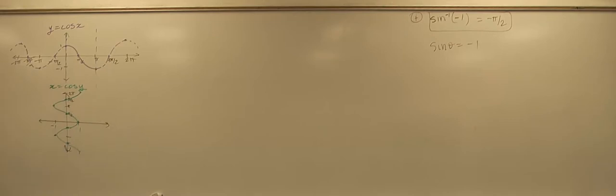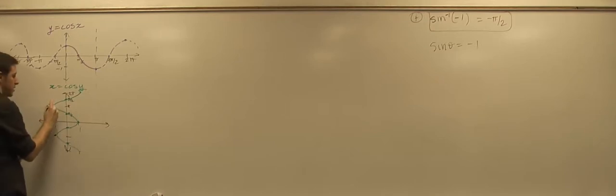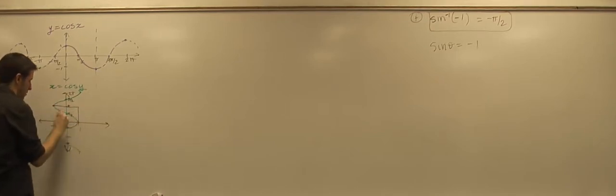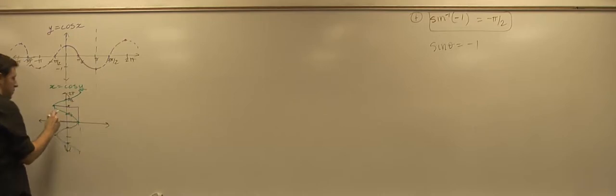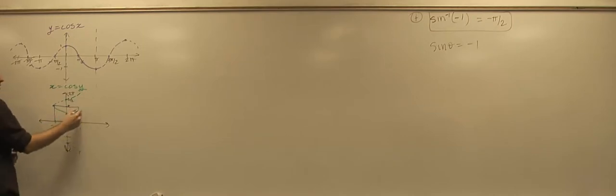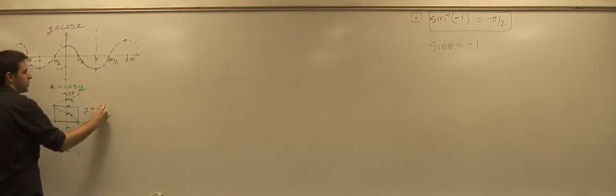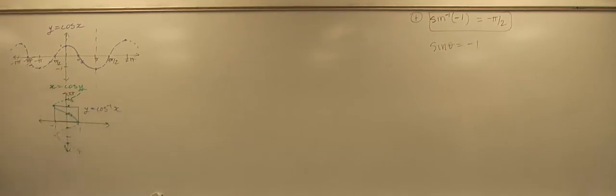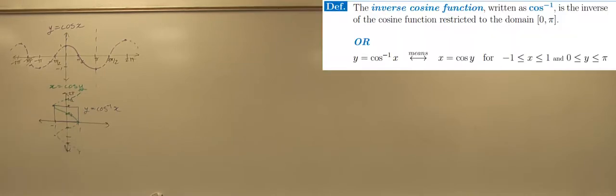Like that. But again, this is not a function, so we've cut off our angles between 0 and pi. We only care about this box here. All of this is useless for inverse cosine. This would be y equals cos inverse of x. Right, and that's what the definition says down there at the end.